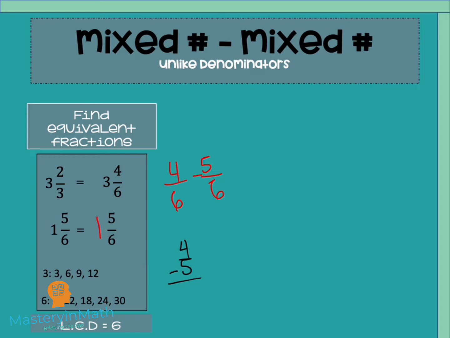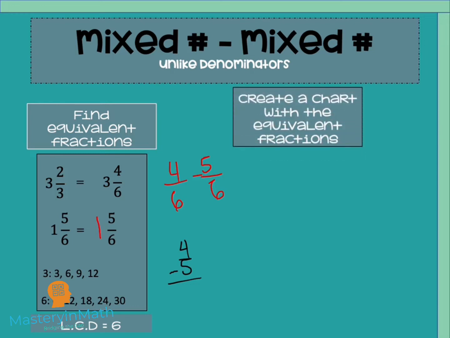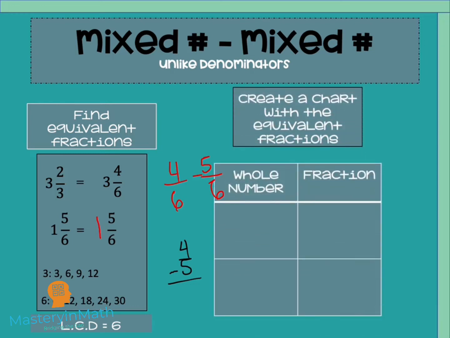So because we're not doing that, we cannot take away a big number from a small number, which is why we are going to create a chart with our equivalent fractions, and we're going to label it whole number world and fraction world, where you put whole numbers in whole number world and you put fractions in fraction world. Let's look at it. You want to make sure that you're starting from the left. You have 3 and 4/6 because now we're working with our equivalent fractions. And then you have 1 and 5/6.